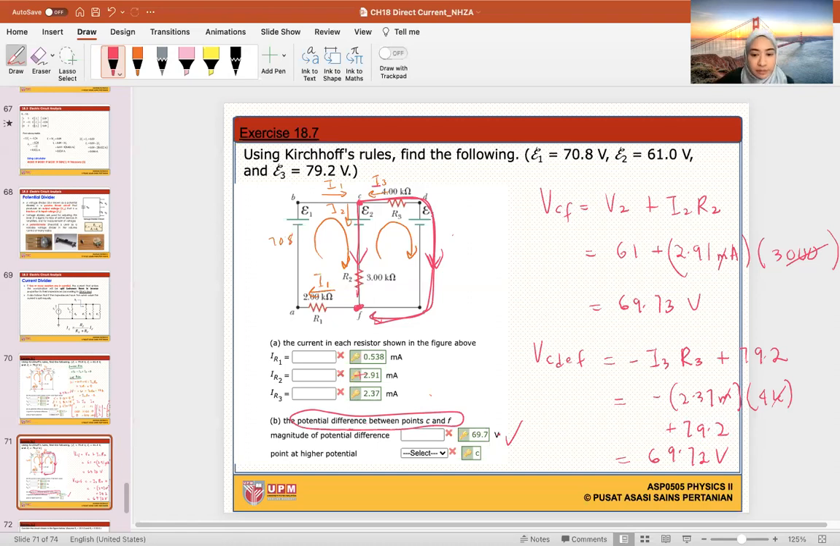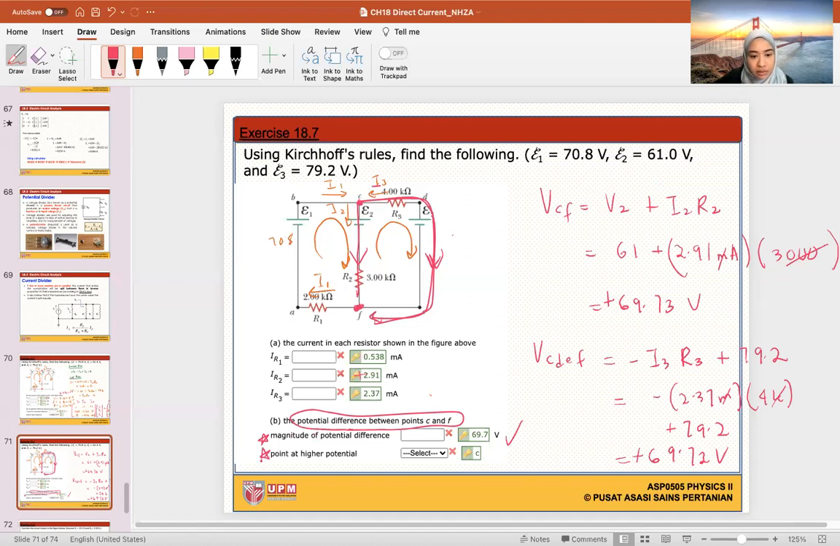So the magnitude of potential difference, we got it. The point at a higher potential should be C. Because we got our answer as positive, from C to F, C will have the positive potential and F will have the lower potential, because our flow starts from there and our answer is positive. Okay, I'm going to repeat myself. The magnitude of potential difference between points C and F, and the point at higher potential. So this is the question.